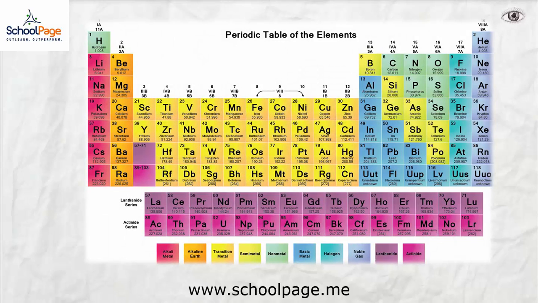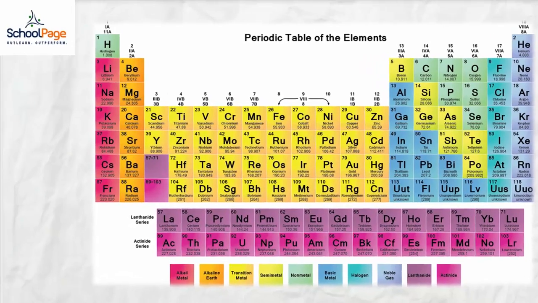Observe the periodic table. Yes, this is the modern periodic table in which the elements have been arranged in an increasing order of their atomic number. Now let's have a closer look at each element.